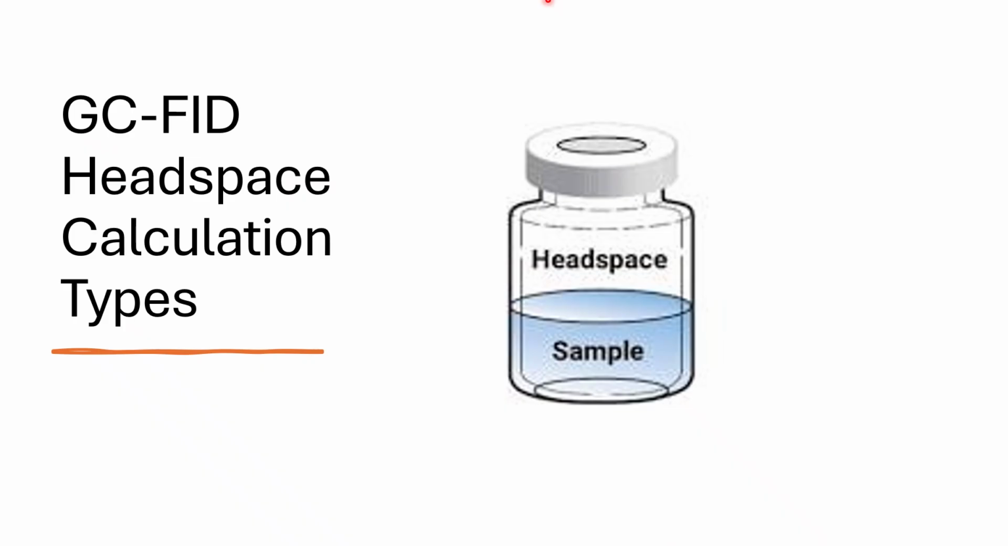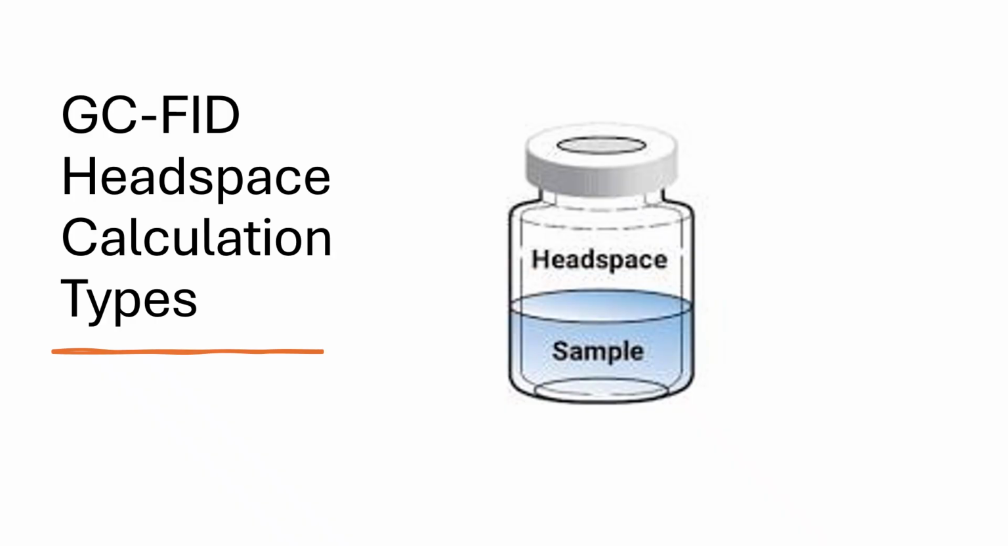Picture this. You've got a sealed vial with your sample at the bottom and empty space, the headspace, at the top. You heat it up and boom, your volatile compounds start partitioning between the sample phase and the gas phase above it. We then sample that gas phase and analyze it with our trusty GC-FID.